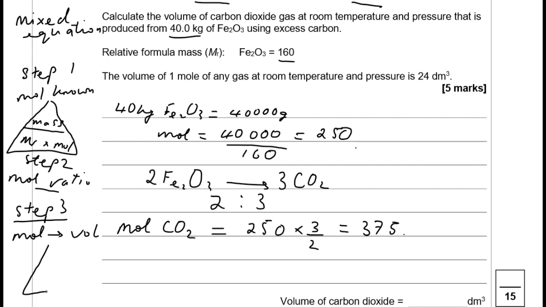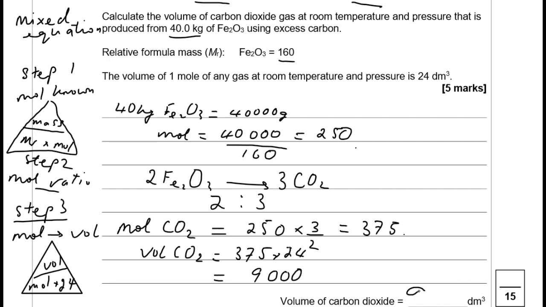Step 3, moles to volume. And again, there's another formula triangle here. And this is quite simple. The volume of any gas is the moles times 24. And it says above, doesn't it? The volume of 1 mole of any gas at room temperature and pressure is 24 dm3, decimeters cubed. So if we've got 375 moles, to get the volume of carbon dioxide, we must multiply 375 by 24, and that gives us 9,000 decimeters cubed.